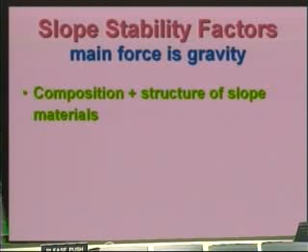That's composition. Structure is more related to which way the layers are oriented, like the foliation layers in metamorphic rocks, or the bedding layers in sedimentary rocks. Are they tilted towards the highway, or are they tilted back into the slope? That makes a difference. Are these rocks fractured? How many joints or fractures are there? Are they just full of them, or is there only a few?